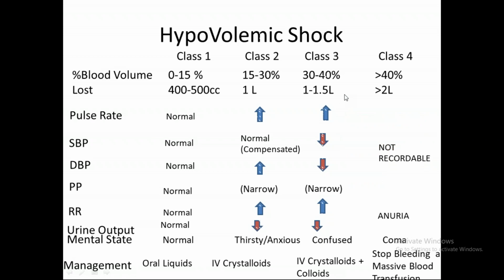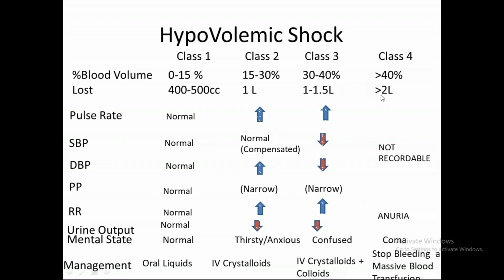Class 4 shock is when the blood volume loss is more than 40%, that is more than 2 liters. In this kind of shock, the vitals are not recordable. Systolic blood pressure, we cannot record anything. It is too low. And there will be complete anuria. The patient would not be able to produce any urine and the patient would be in coma. So here you have to stop the bleeding from where it is happening and you have to give massive blood transfusion to the patient. Right.